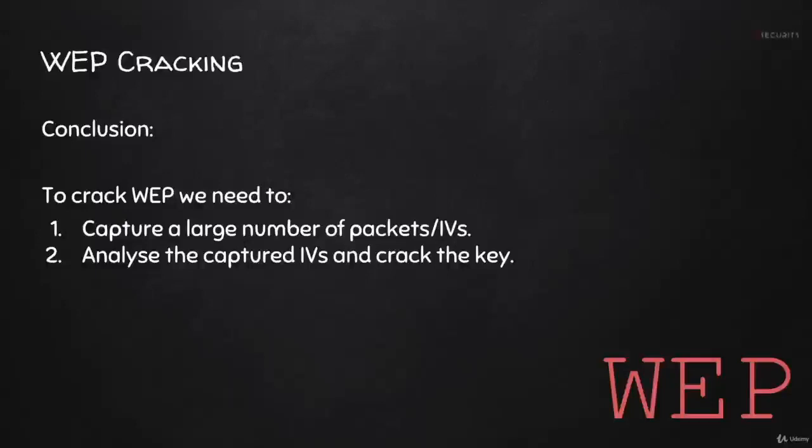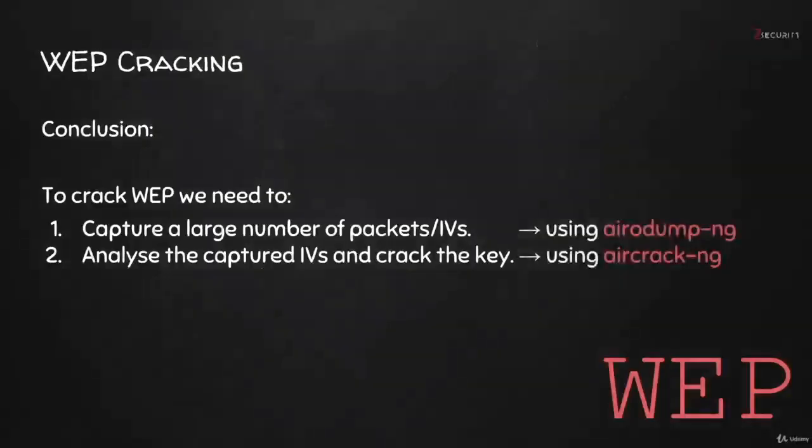So from the previous lecture, we know in order to crack WEP, we need to first capture a large number of packets. This means that we'll capture a large number of IVs. The IVs, because they are short, will be repeated. Therefore, we'll be able to use a tool called aircrack-ng to run statistical attacks and crack the WEP key. So we're using airodump-ng to capture the data, and we've seen how to do this before. Then we're using aircrack-ng to analyze this data and break the key.